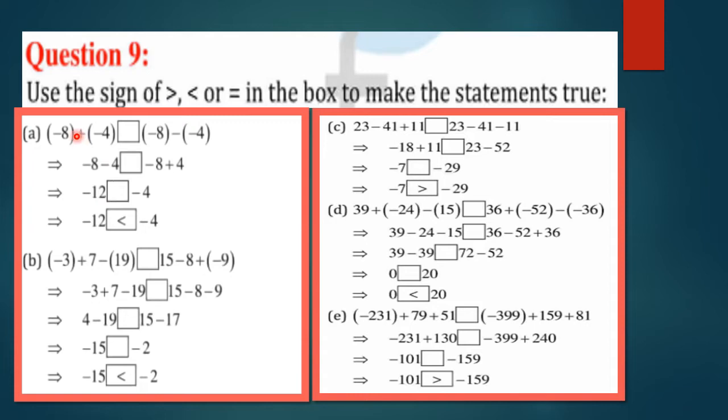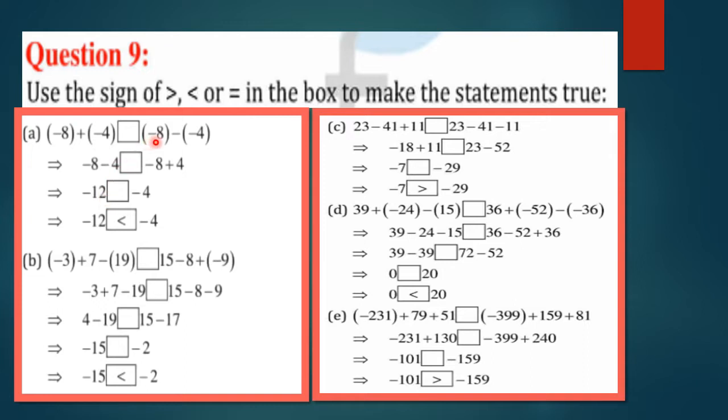So first of all, let us solve this left hand side. So minus 8 plus minus 4, so plus into minus is minus, so minus 4. So minus 8 minus 4, now both are minus, we have to add and put minus sign. So 8 plus 4, 12, so minus 12.